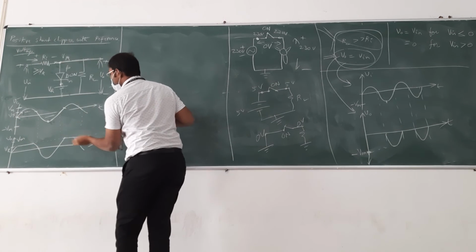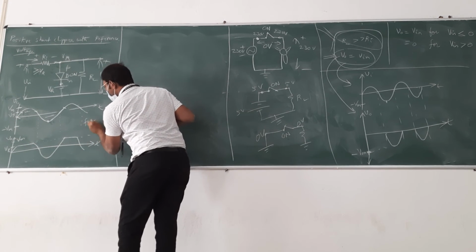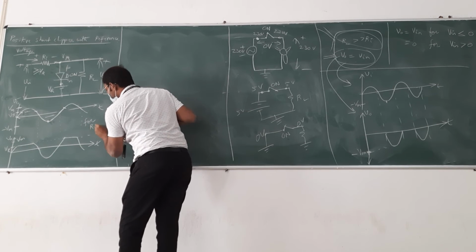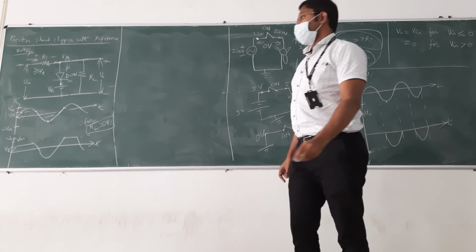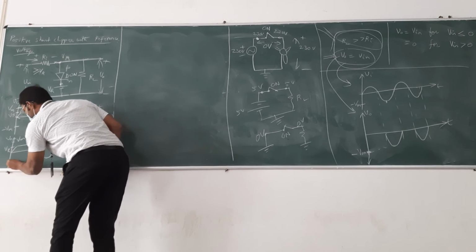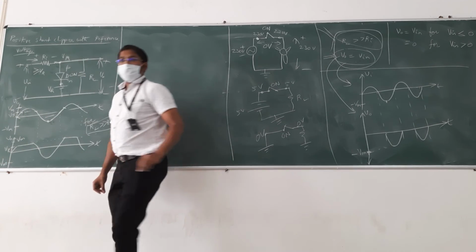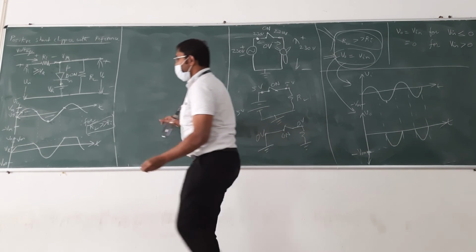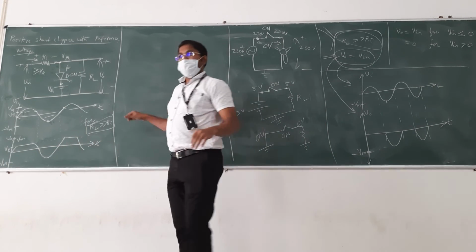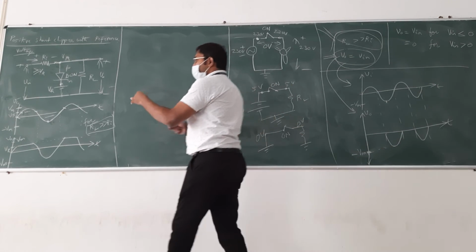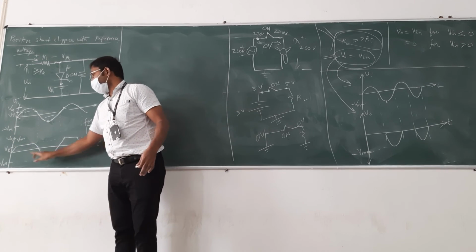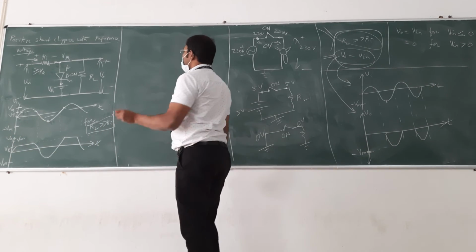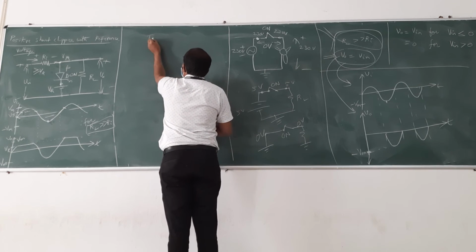Remember, whatever we have discussed is valid for RL much greater than Ri. So this point will be minus Vm. The negative peak will be at minus Vm. Without loss, the entire negative peak is obtained. Now what will be the transfer characteristics?